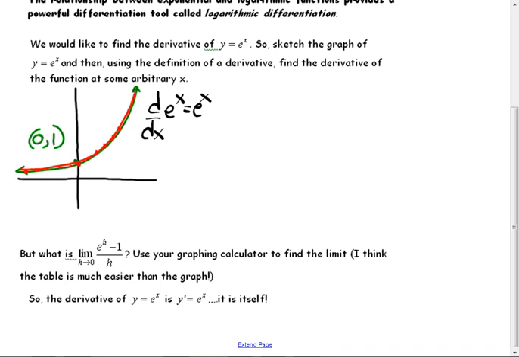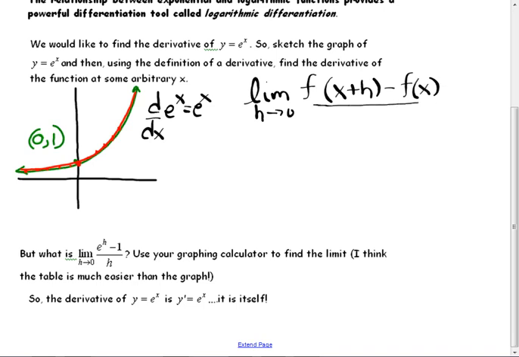Now, do you remember, Grant, the definition of a derivative? Just because I can see it visually doesn't mean I necessarily believe it. So let's go ahead and look at it. It's the limit as h goes to 0 of f of x plus h minus f of x, all over h. Now, you don't have to do this proof. I'm just showing you this proof because I think it's kind of interesting. Remember, f of x is e to the x.